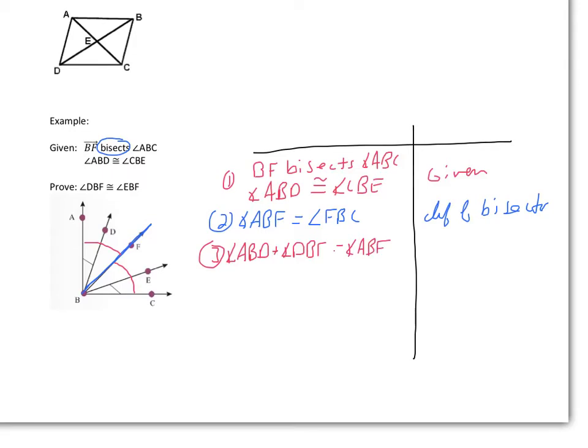I'm going to do the same thing for this angle down here in one step. So I'll say angle FBE plus angle EBC is equal to angle FBC. And both of these are using parts to whole.